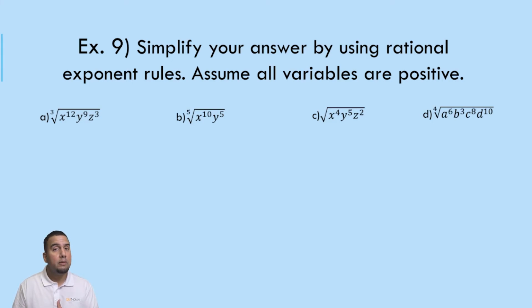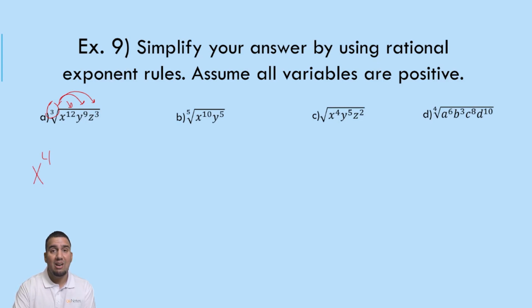Now, the simplest way of doing this is to ask yourself, how many times does this index, this number on the outside, go into each number? Now remember, when we were working with exponents, we always treated them individually. We treated them on their own so that we don't get confused. So when it comes to this, I'm going to do the same thing. I'm going to ask myself, 3 goes into 12 how many times? 4 times. So because of that, my answer for x is going to be x to the 4 because it went in evenly.